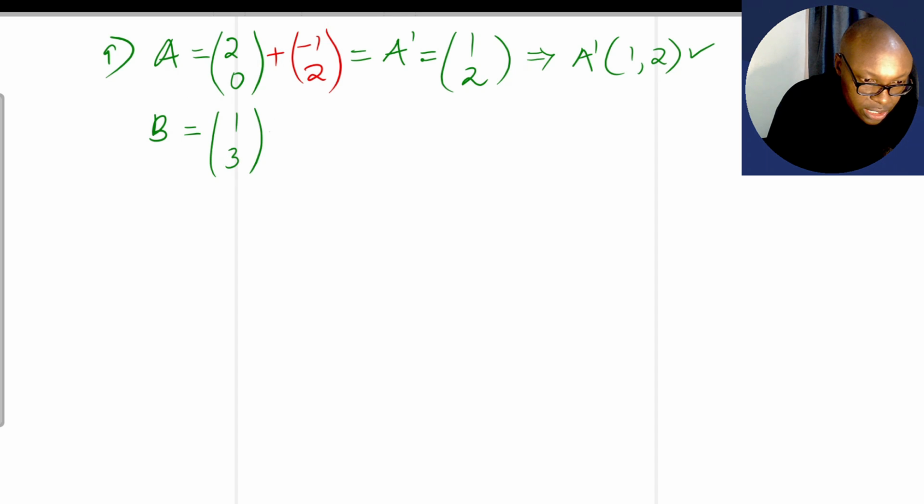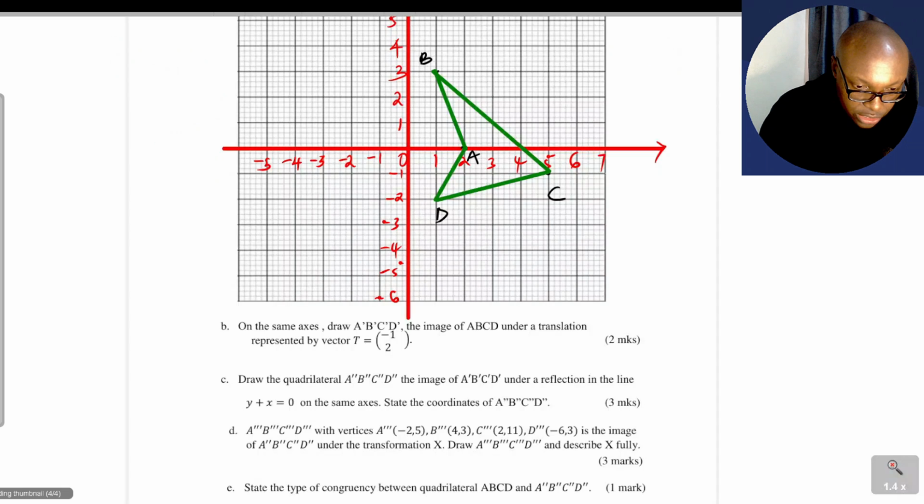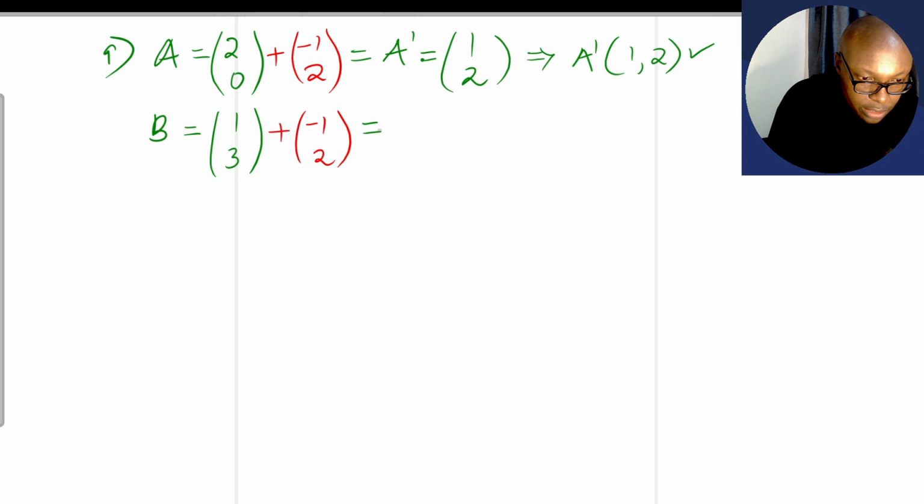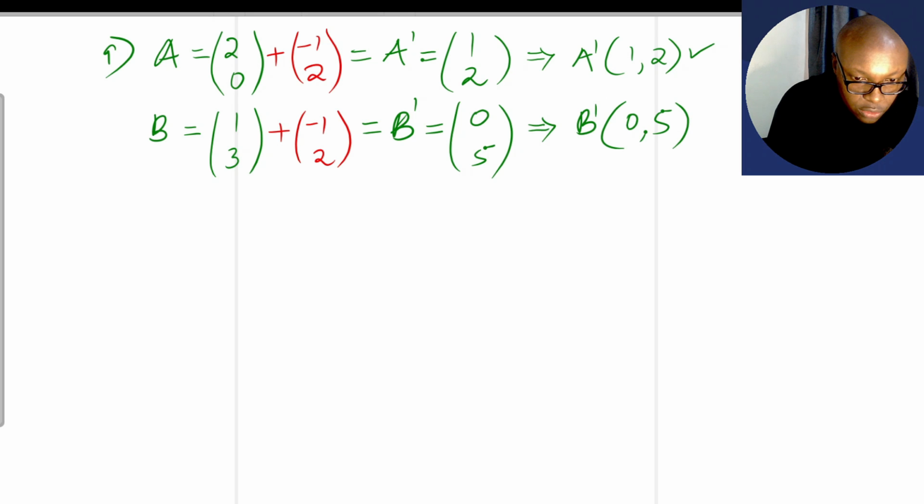Then translate that point under this translation represented by the matrix, not matrix, but vector -1, 2. You will get 1 plus -1, this will give 0, 3 plus 2, you get 5, like that. So this one in coordinate form will be 0, 5.